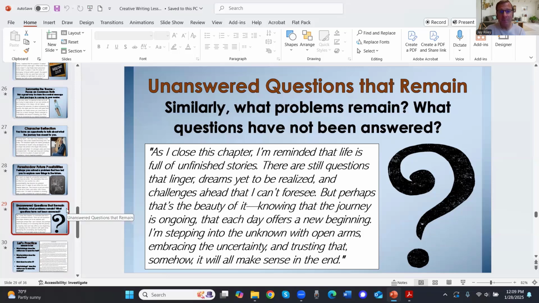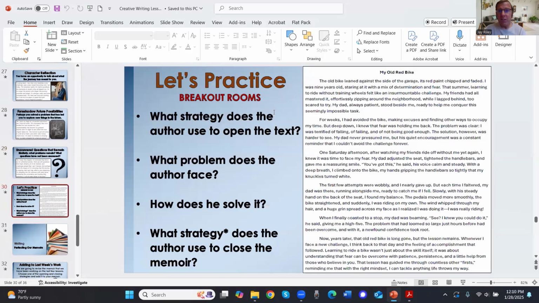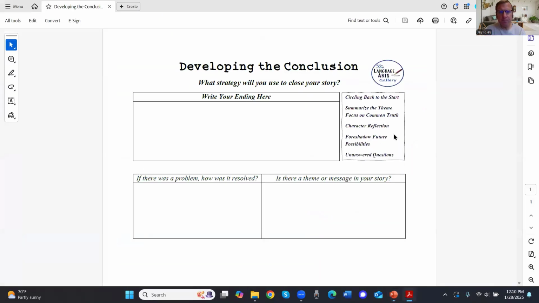in the end. So you have an opportunity to practice this as I work through this resource. I've got several mentor texts that my students can work through in breakout rooms and questions to help them engage with the text. And we've also got graphic organizers that you can use to develop your own writing. And remember, we want to build on the writing that we've done in the previous weeks.